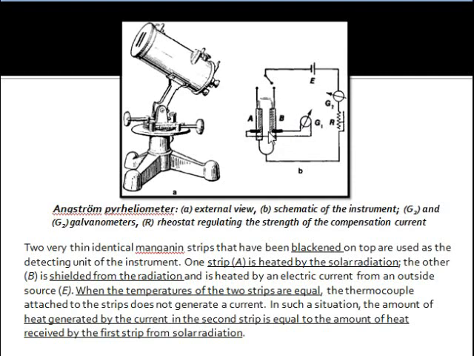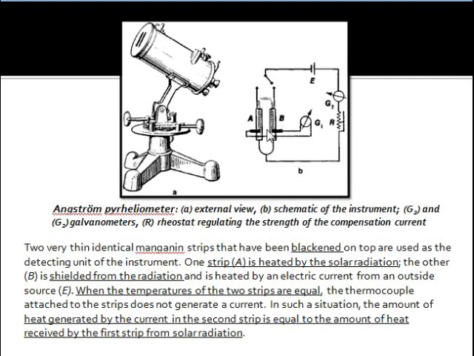The surface of the strip will be blackened, so that one strip, which is exposed to the sun, will get heated up, and the other strip, which is in the shaded place, will be covered from the sunlight. There will not be any exposure of sunlight to this strip. These two strips are connected to a thermocouple. A thermocouple is a device which gives a small voltage when there is a temperature difference between the junctions.